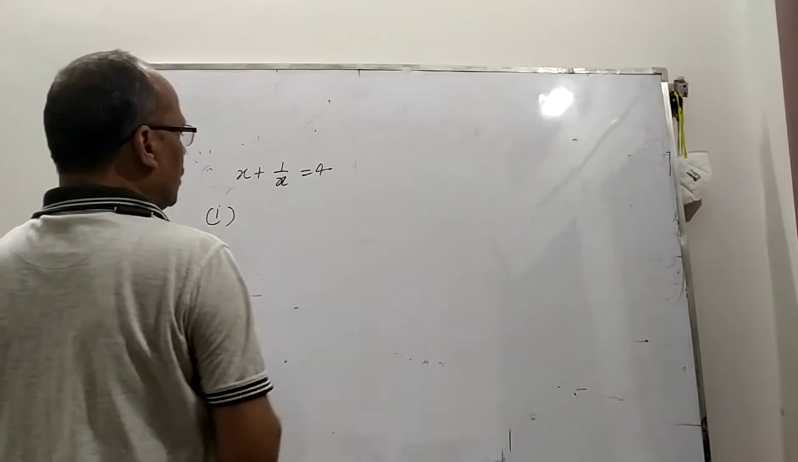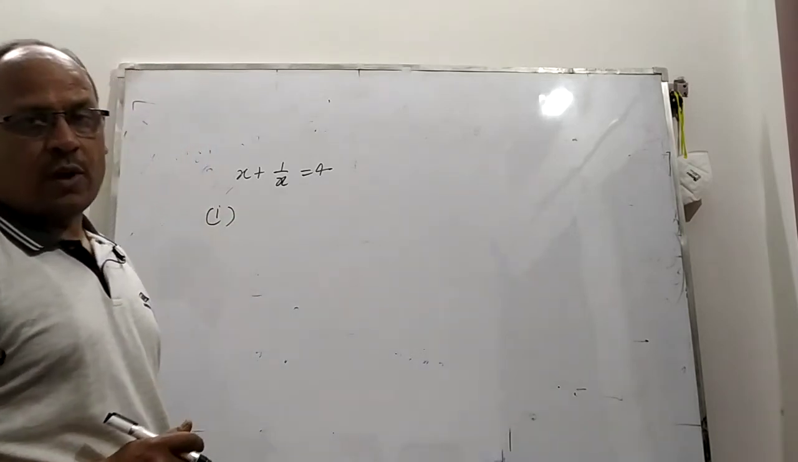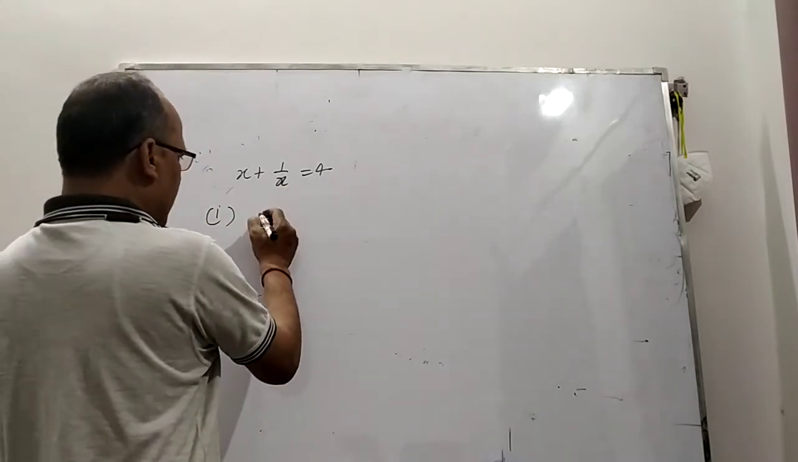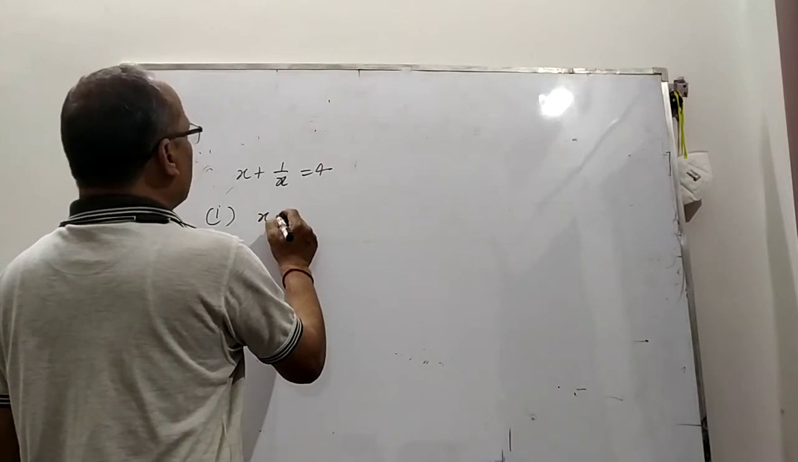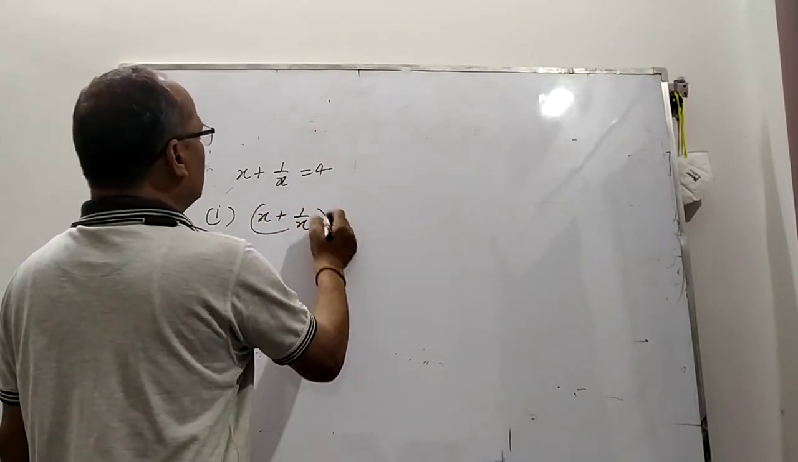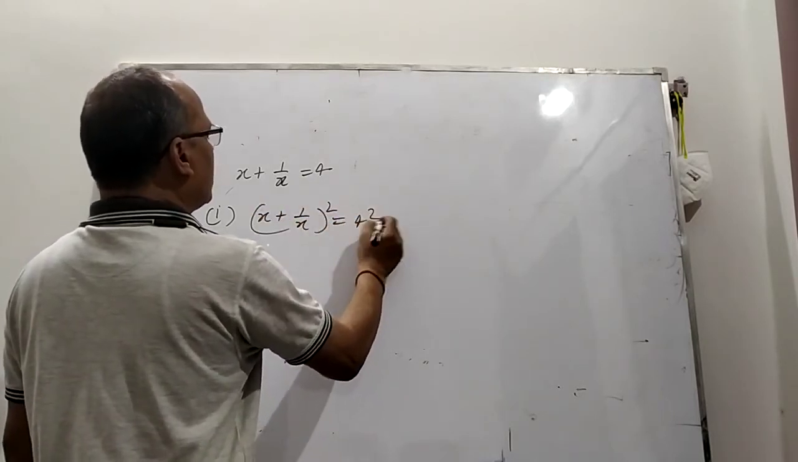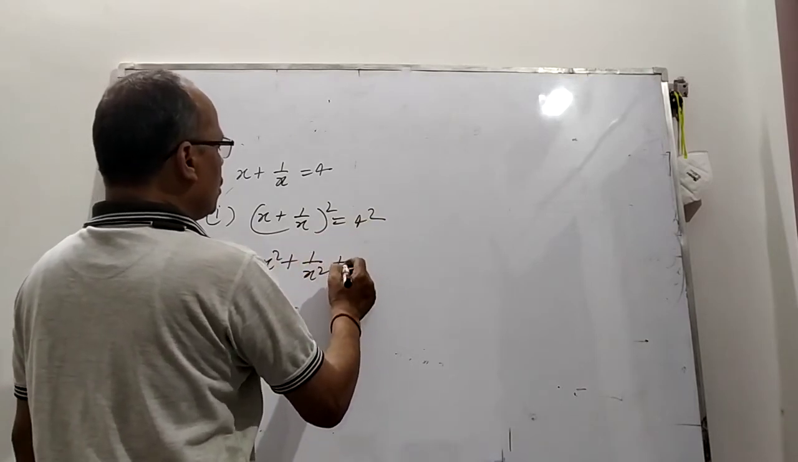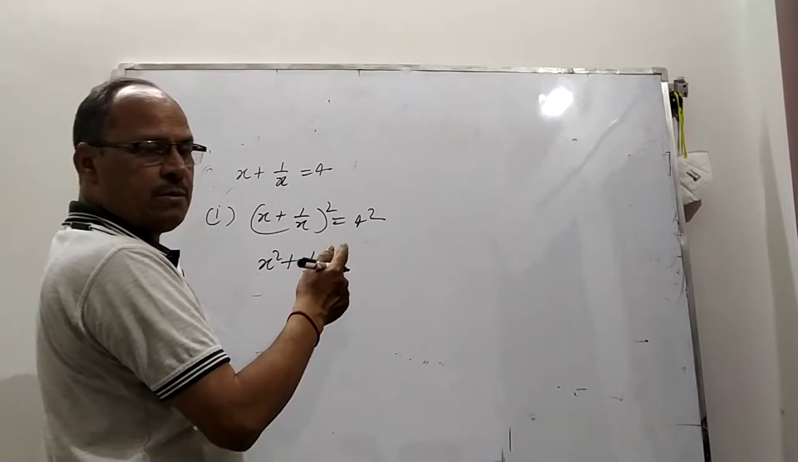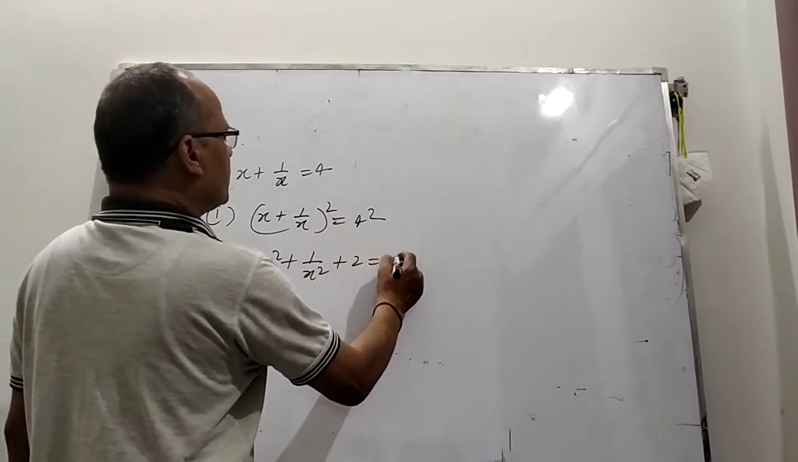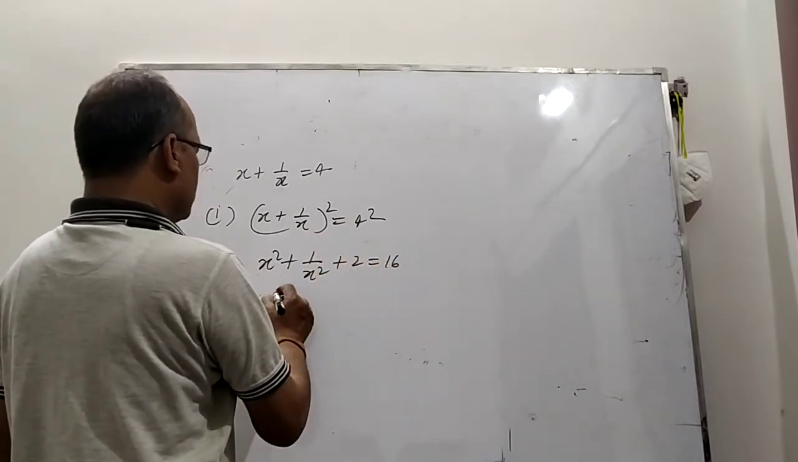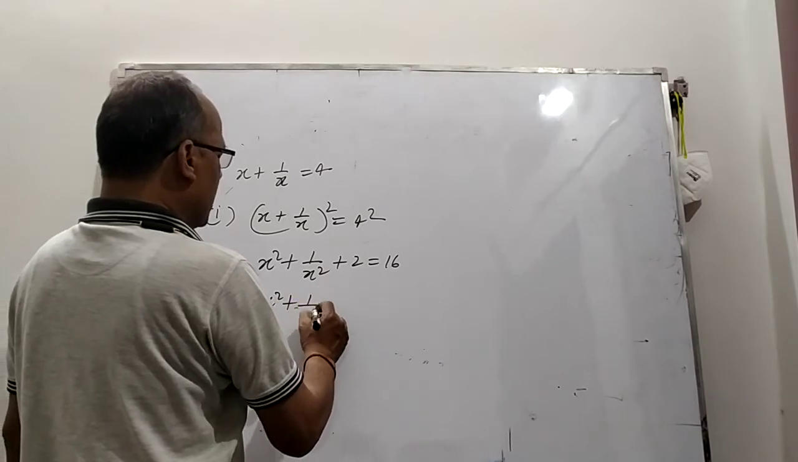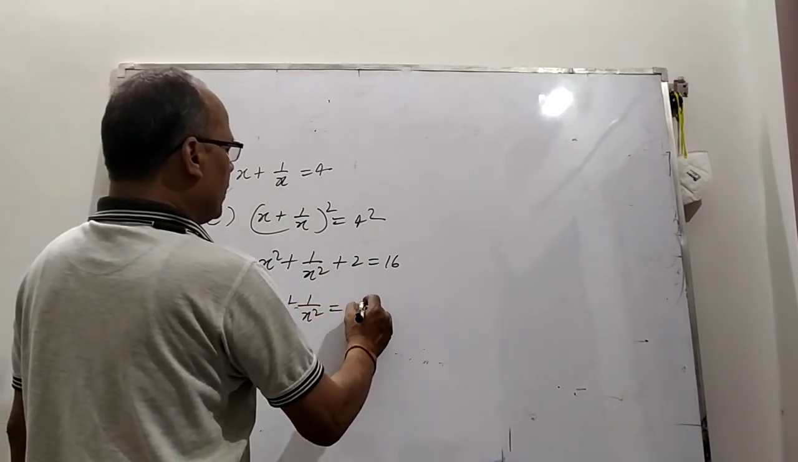First, they are asking about x square plus 1 upon x square. Squaring on both sides: (x plus 1 upon x) whole square equal to 4 square. x square plus 1 upon x square plus 2 into first number into second number, it will become the 2, equal to 16. So x square plus 1 upon x square equal to 14.